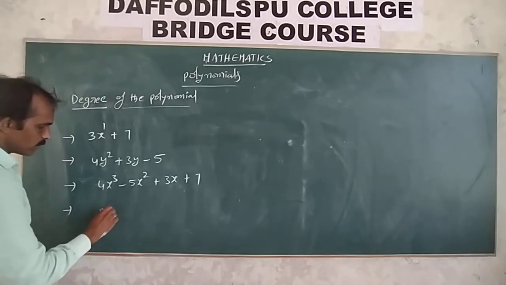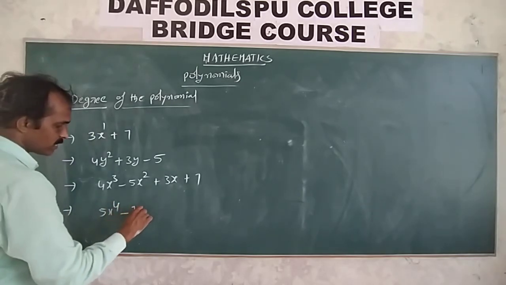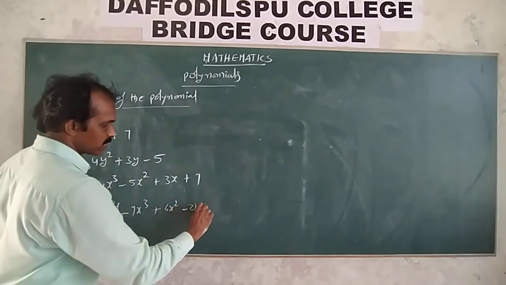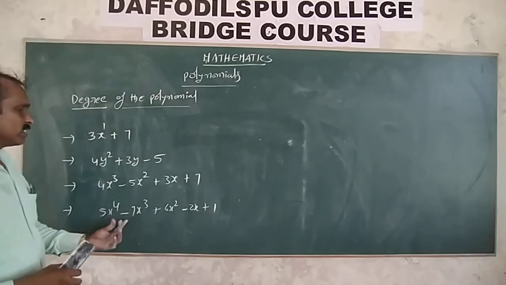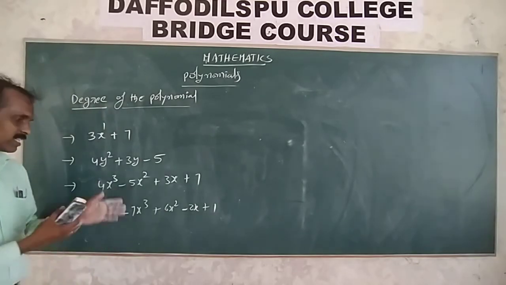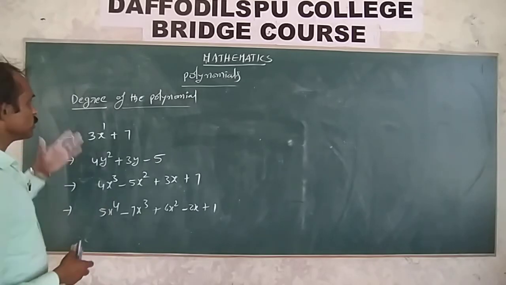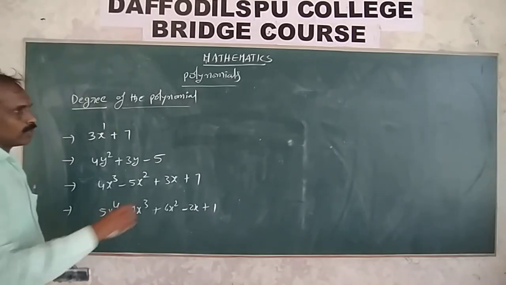Next, 5x to the power of 4 minus 7x cube plus 6x square minus 2x plus 1. This is a fourth degree polynomial, and it continues like that. This is a biquadratic polynomial. So this is the degree of the polynomial. Right.